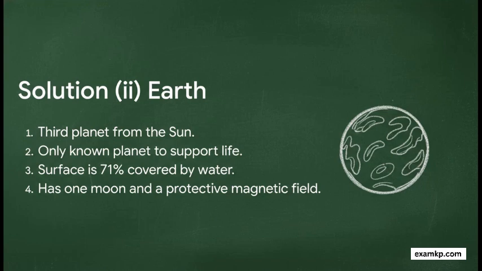Now for part 2, Earth. This one should be easy for us. Can you list 4 things? All right, here are 4 easy marks just waiting for you. 1, it's the 3rd planet from the sun. 2, it's the only planet we know of that can support life. 3, its surface is mostly covered by water, about 71%. And 4, it has 1 moon. Done. 4 clear points, 4 clear marks.